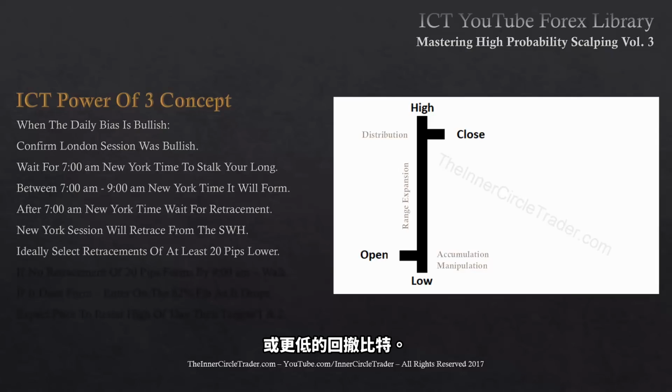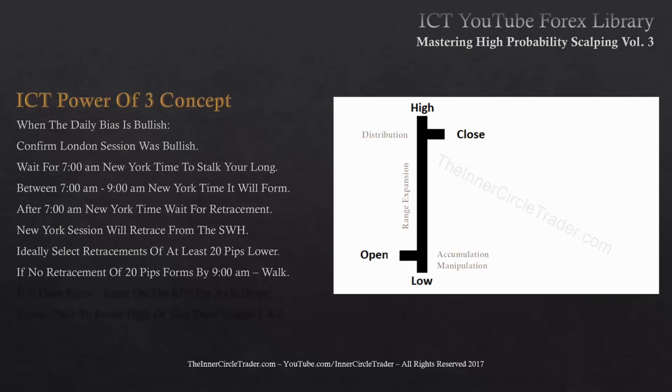Ideally, you want to be selecting retracements of at least 20 pips or lower. If no retracement of 20 pips forms by 9 a.m., walk. That means cut bait, don't try to take any trades. If you are exceedingly bullish, if you see a retracement of 10 to 15 pips, sometimes this is enough during this key time of day for an optimal trade entry long.